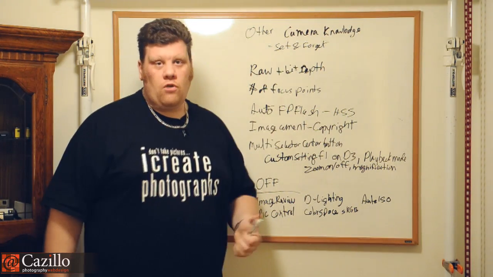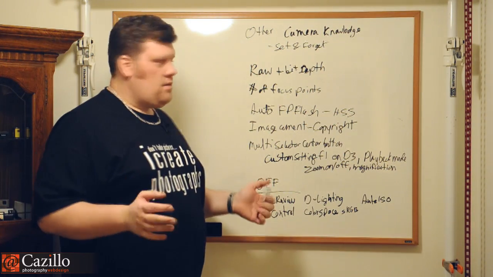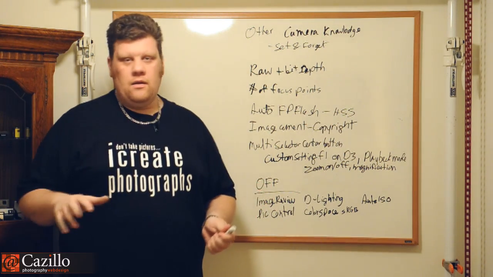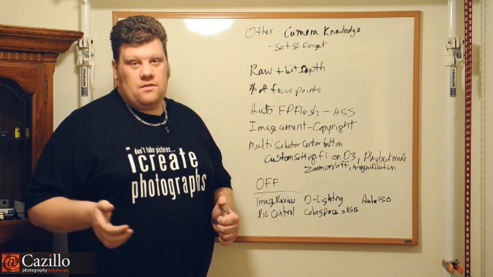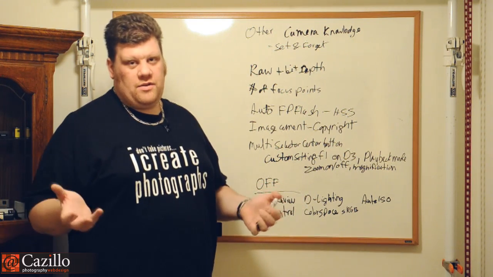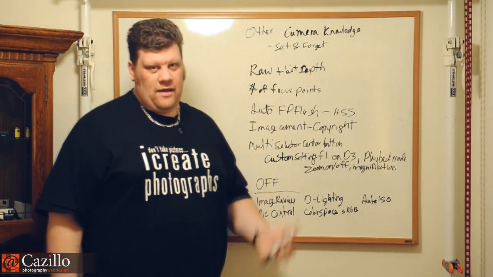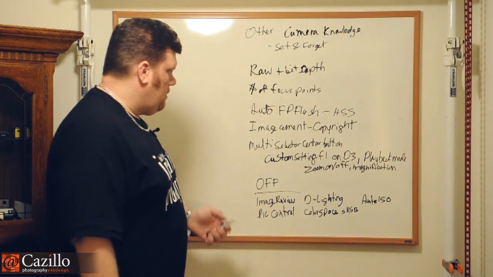Number one of those, raw and bit depth. Always be shooting raw, and just set your bit depth on the highest setting and be done. If you say the file sizes are too big, then just buy another hard drive. They're really cheap. They're less than $1 a gig now. Just buy another hard drive. You don't want to have to worry about it.